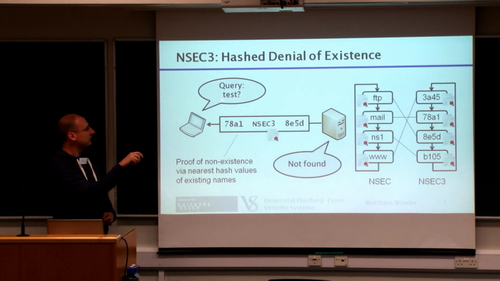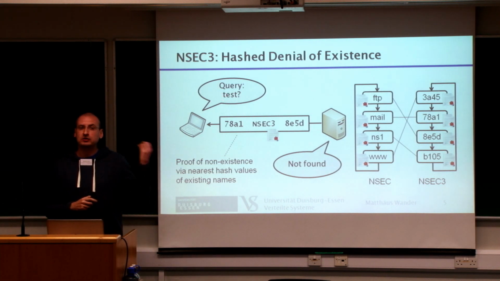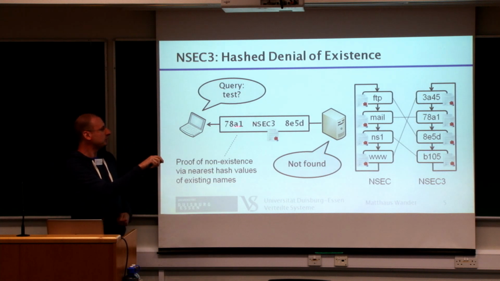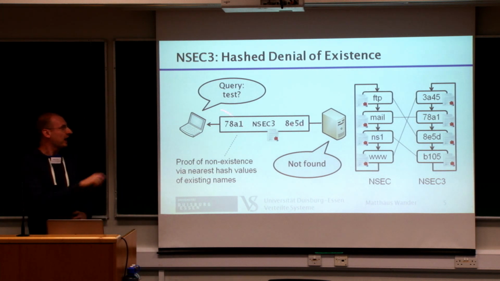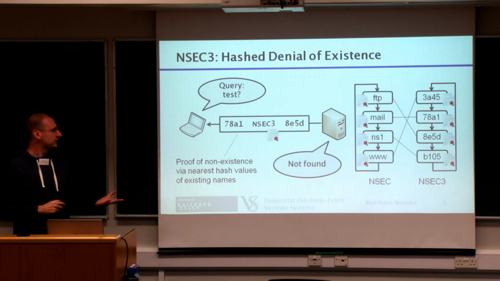So you're asking for a name test, and the server says, oh, sorry, it does not exist, because the hash value of test would be in between those two. We have a name which has this hash value, we have a name that has this hash value, but in between those, there's no name. And you can verify it because you can compute the hash value of test, and you will see, oh yeah, it's between those two. So it does not exist.